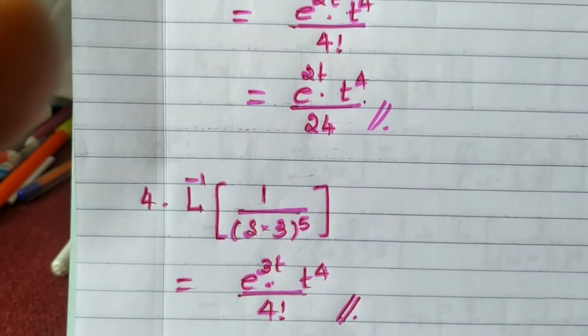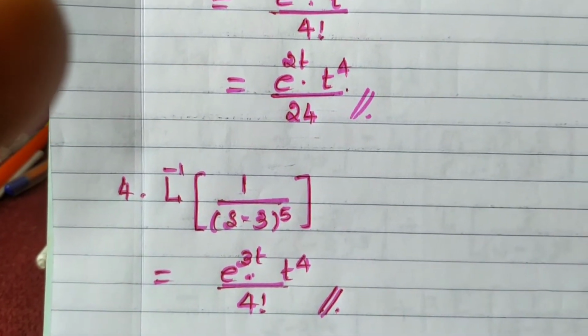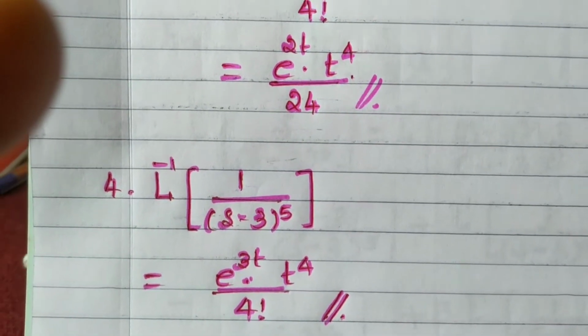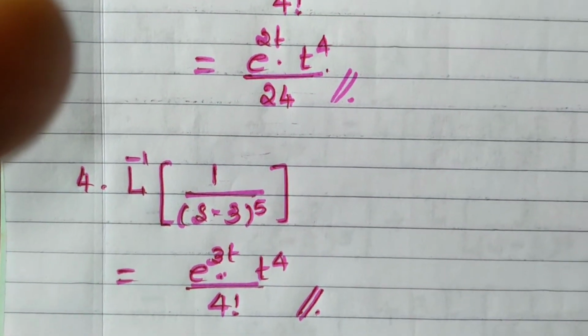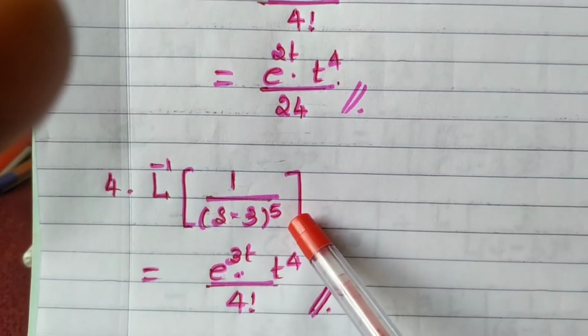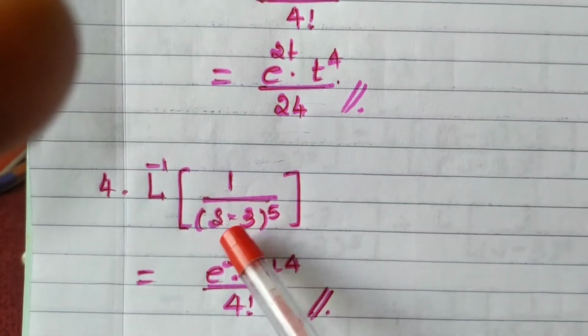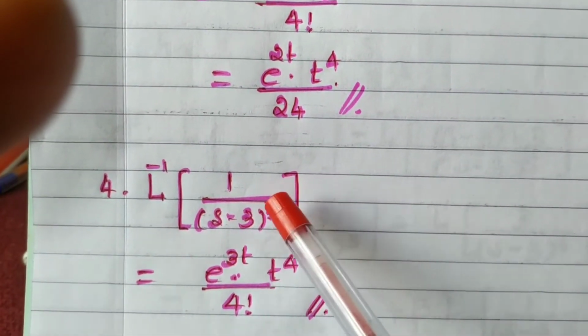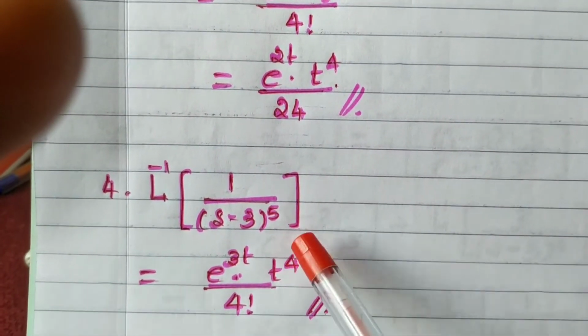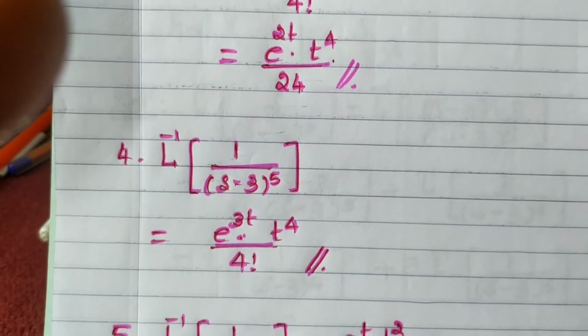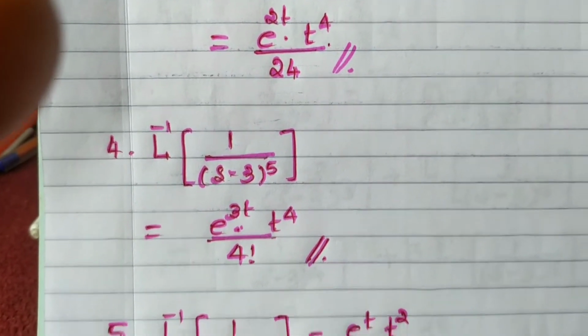Look at the next result. Now things become so easy after solving the examples one by one. What is the L inverse of 1 by s minus 3 raised to 5? Comparing with s minus a raised to n plus 1, a is 3, n plus 1 is 5. So we have e raised to 3t into t raised to 4 divided by 4 factorial.